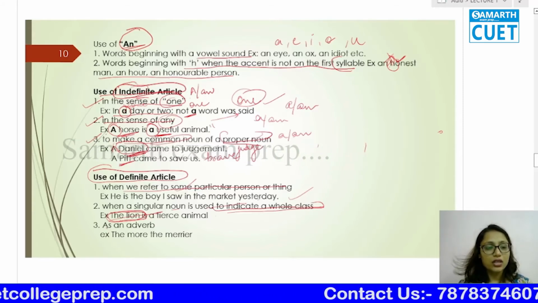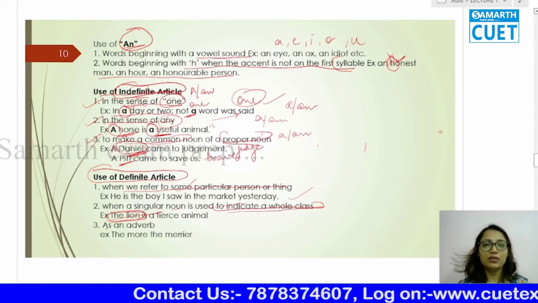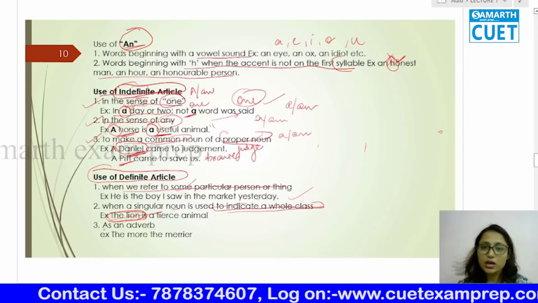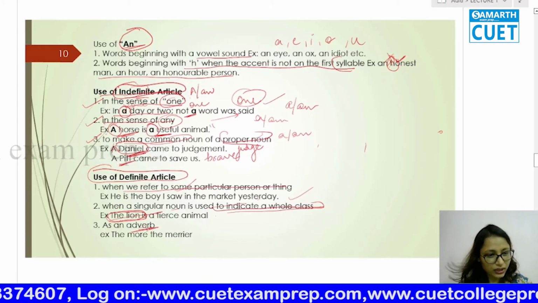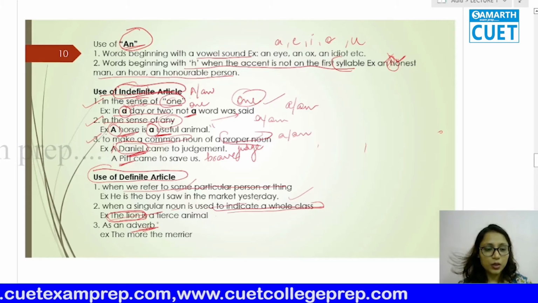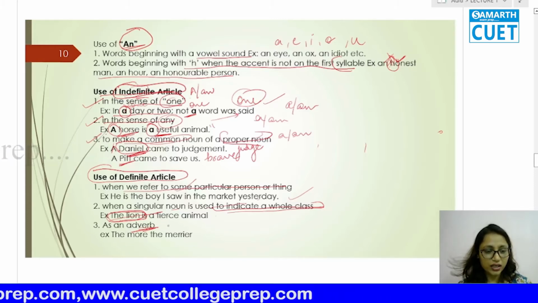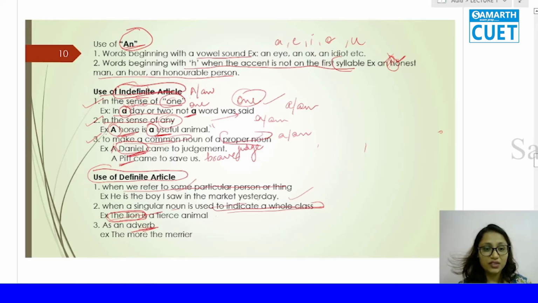Like we say, the dog is a faithful animal. We are not talking about a dog. The dog means all the dogs are faithful and loving animals. As an adverb, everyone knows what adverbs are. Adverbs enhance the quality of a verb. That means run fast. Run is the verb, that means the action. Fast, run fast, means जल्दी भागो.